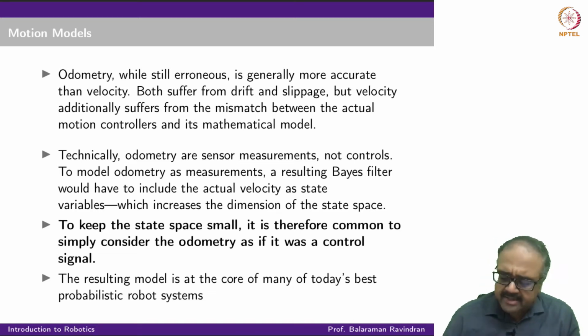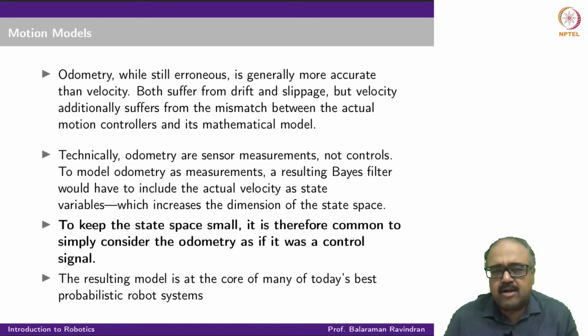Technically, like I said earlier, odometry are actually sensor measurements. They're not control measurements. And so if I actually want to think of the odometry as measurements itself, I might have to add more to the state variables. Instead of expanding my state dimensions to include things like velocity and so on, not just the x, y, and theta like we saw earlier, so to avoid including the velocity and other things as part of the state information because of looking at the sensor measurements, we typically take this odometry as a control signal. I will show in the next couple of slides how this is done.